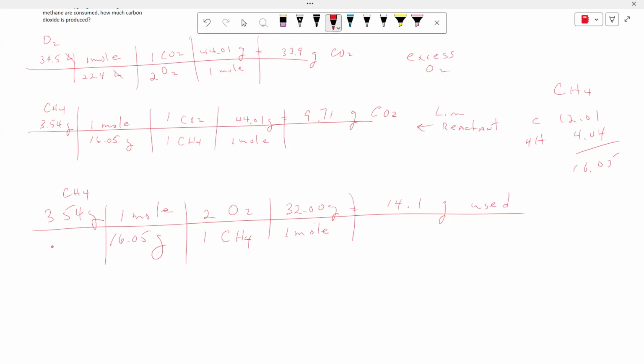So to figure out how much excess we have, and this will always be, every limiting reactant problem we're going to be doing has all these parts. Which is the limiting reactant and how much you get. Secondly, how much excess of the other.